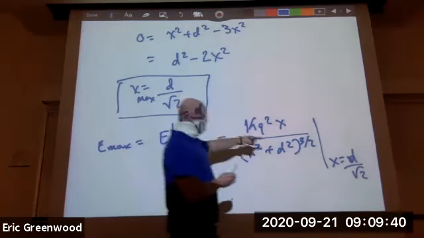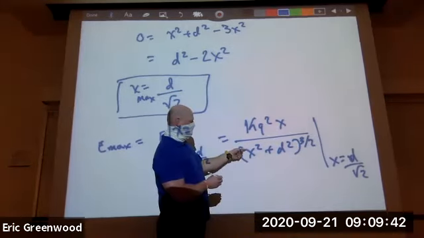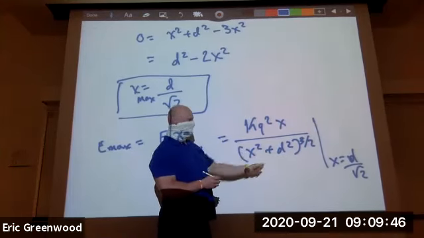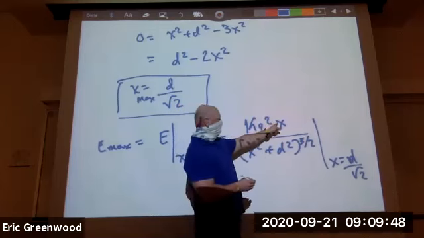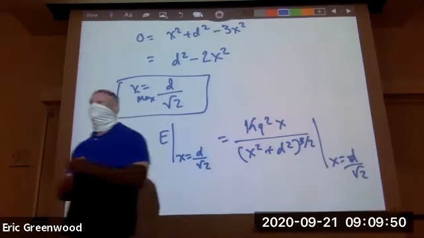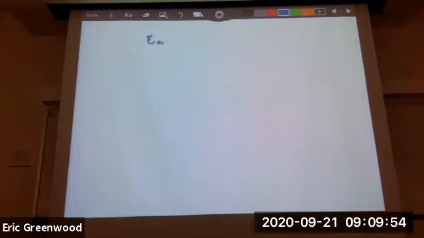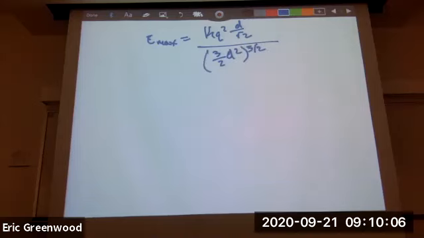So good. If I plug this in, this becomes d squared divided by 2 plus d squared, which is the same thing as 3/2 d squared. And this is going to become d divided by square root of 2. Let's put all that in. So this becomes E max equal to kq squared times d divided by square root of 2 times 3/2 d squared to the 3/2.